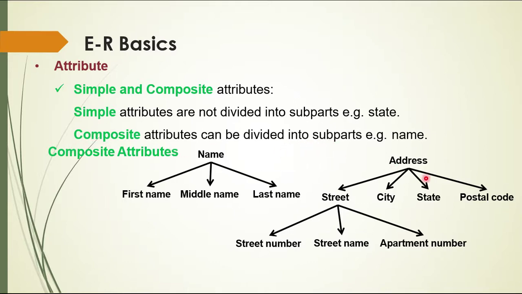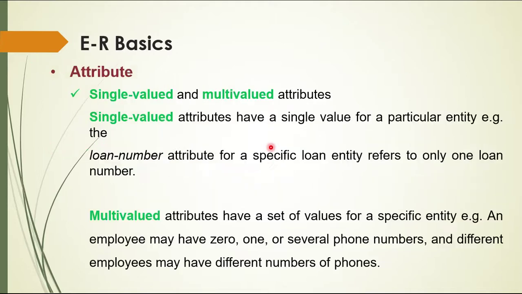See another example, that is address. Address is street, city, state, postal code. Street is also divided into further parts, that is street number, street name, apartment number. These types of attributes are known as composite attributes. So simple attributes cannot be divided into subparts and composite attributes are divided into subparts.